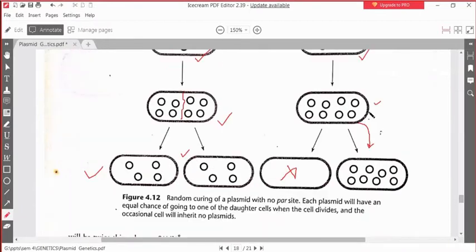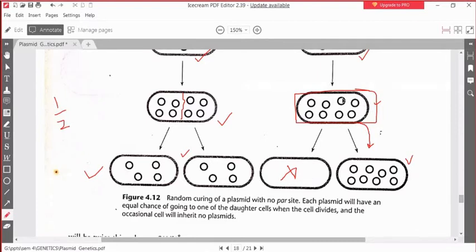Now you have 8 copies of the plasmid. Take one plasmid. What is the probability that this one plasmid will be transferred to the right cell, not the left cell? The probability is 1 by 2. Very simple. Among the two, it will go to only one cell. It will not be transferred to the other one.